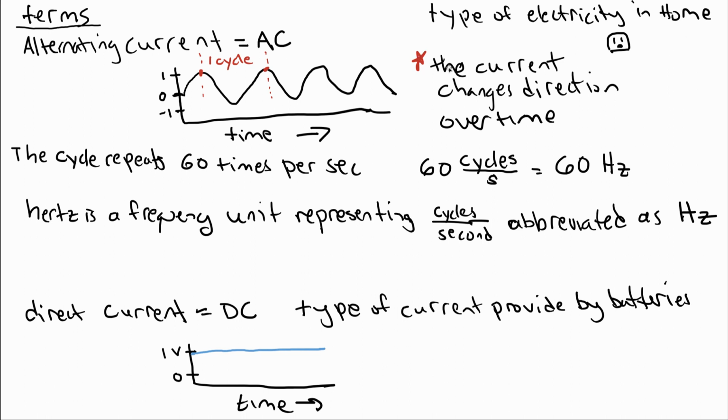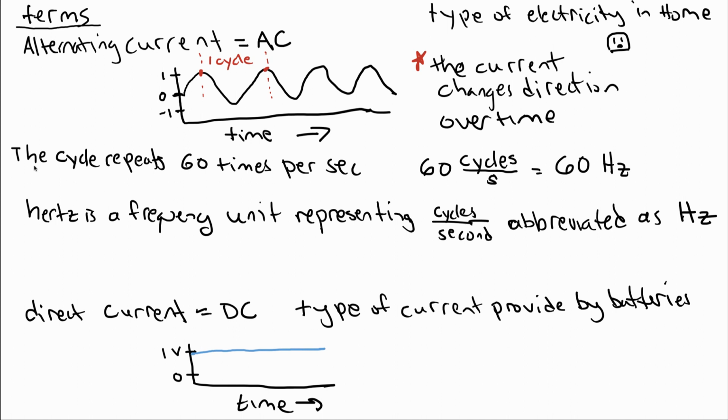And the big star here is for AC, that's alternating current. The current changes direction over time. And so here's your household current. And you can see it goes up to +1, then down to -1, then up to +1, down to -1, up, down. So it's changing from positive to negative constantly.